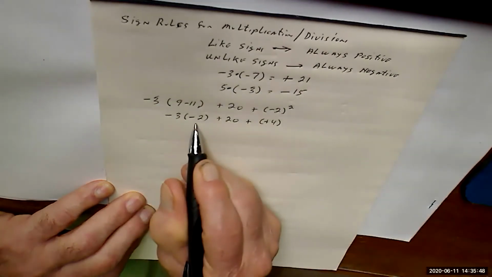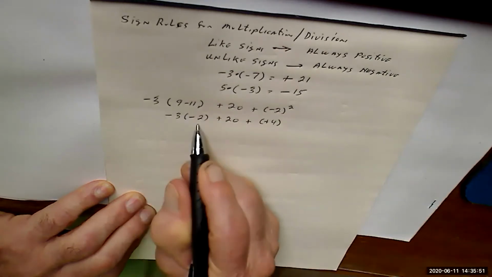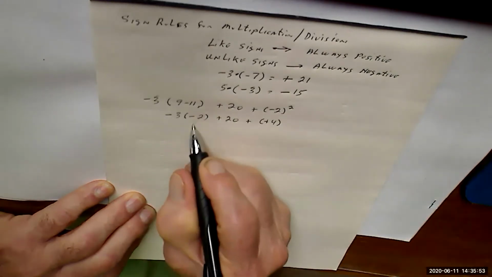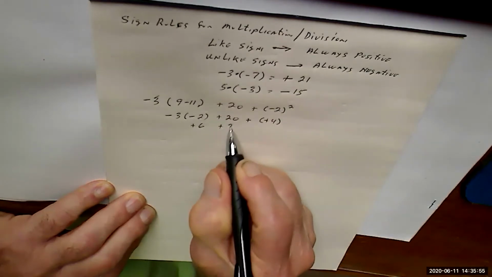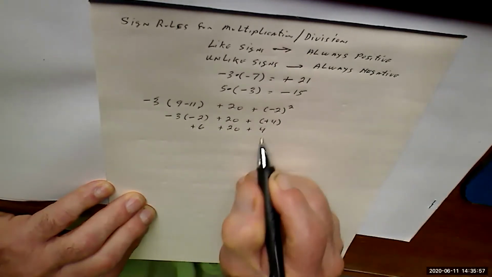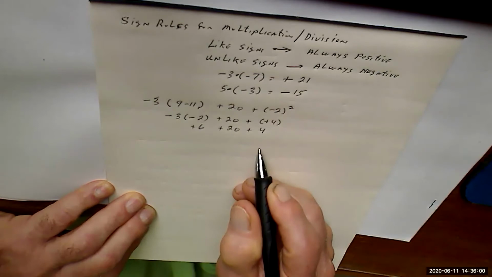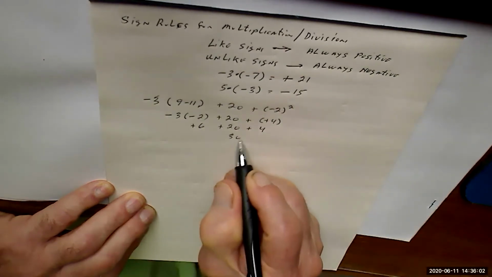Let's go back. We want to finish up the multiplication. So -3 times -2, we have like signs, so it's going to be +6. Added to a 20, added to a 4. When we add all three numbers that are positive, we're going to get an answer of 30.